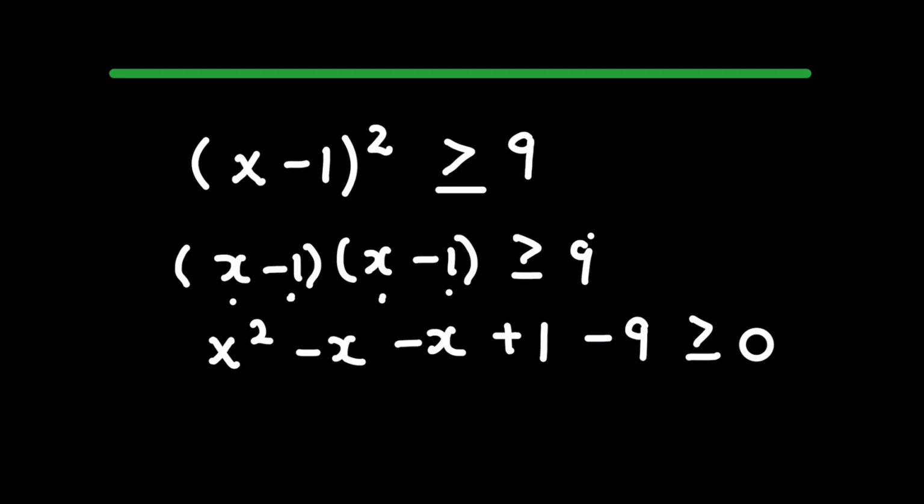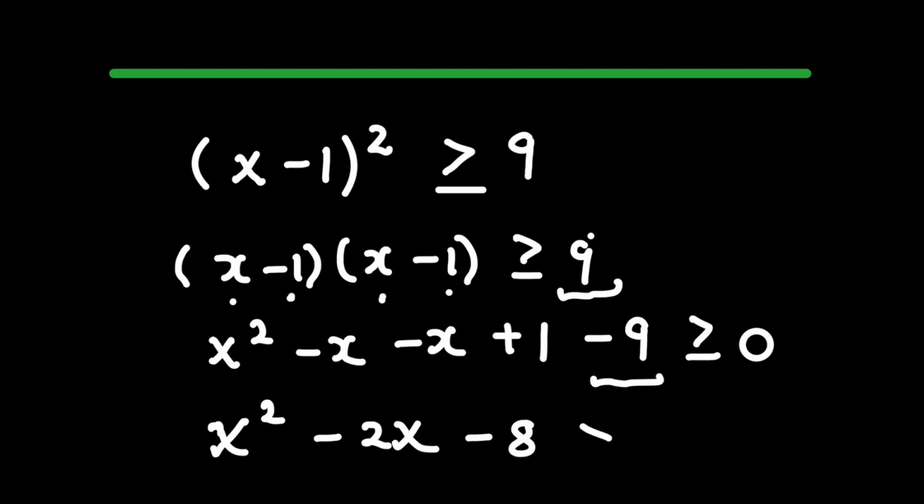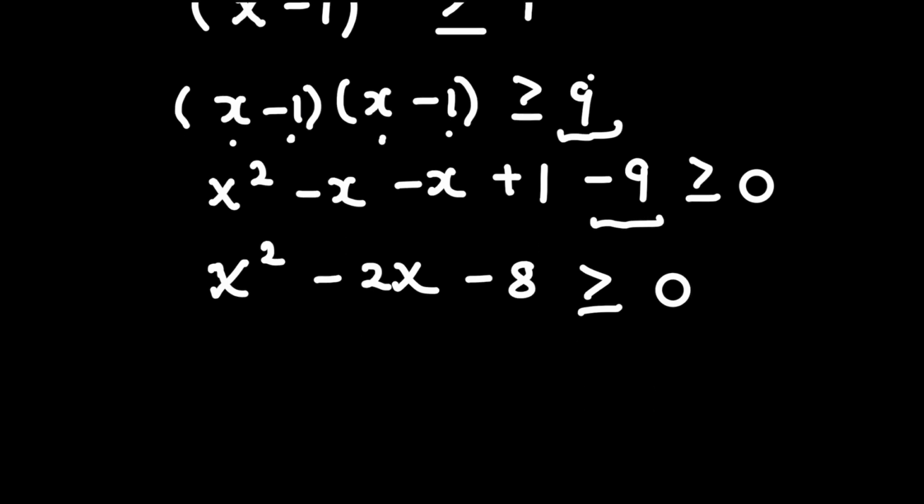Okay, so now let's add like terms. We've got x squared minus 2x. So 1 minus 9, that's going to be minus 8. That's greater or equal to 0, right? Okay, great. So now let's quickly factorize here, greater or equal to 0.